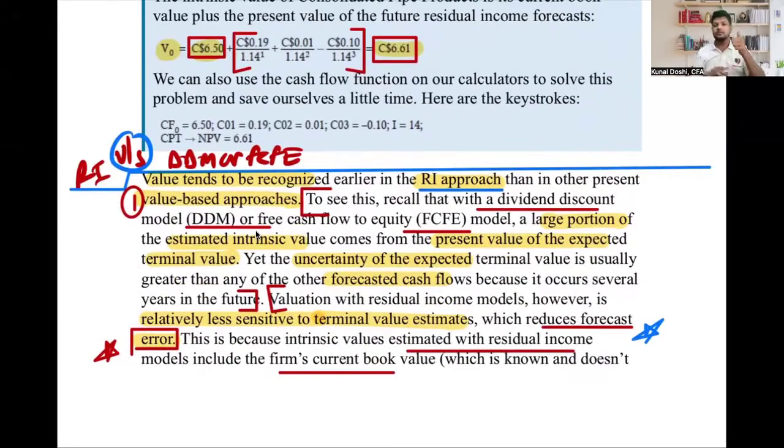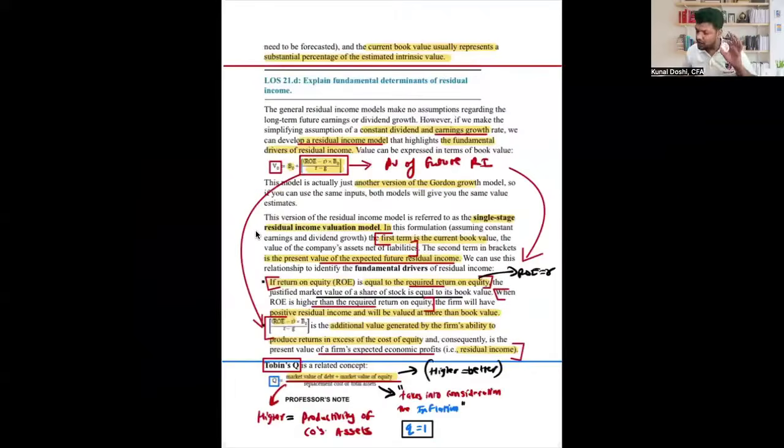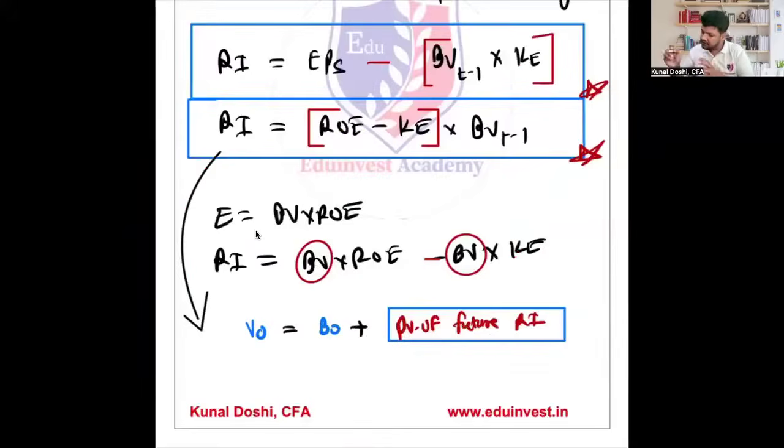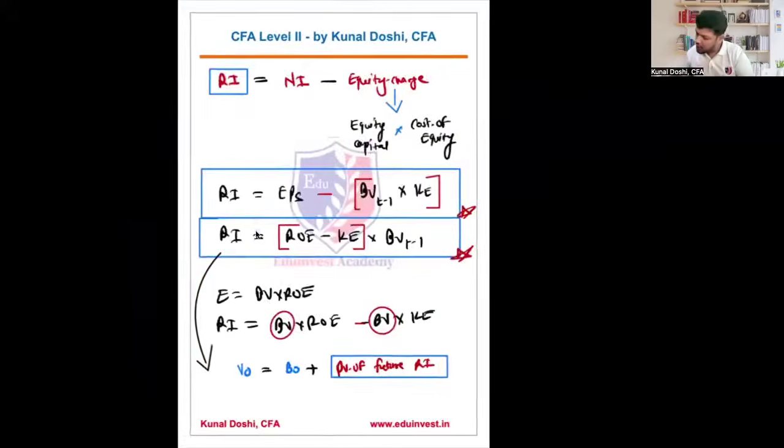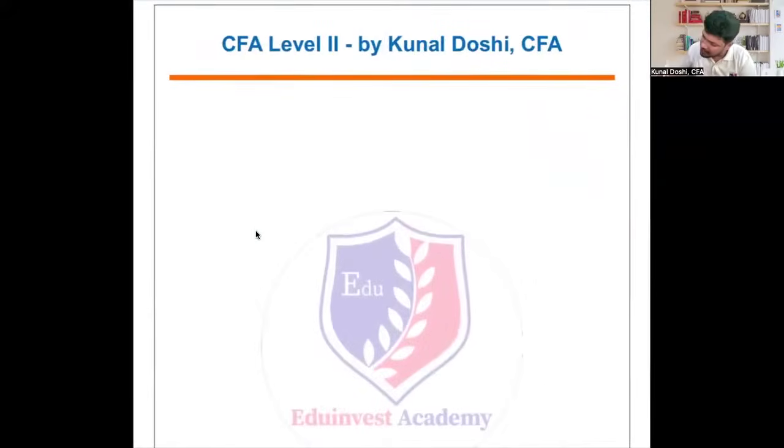Everyone with me? On the residual income approach, check. Very, very important amongst the theoretical part. Rest all is fine. The theoretical part, this is the most important. Compared to the dividend discount and free cash flow models, the residual income model has lesser forecasting error. Clear? Everyone, right? Overall, now we are going to value the company based on the residual income approach.